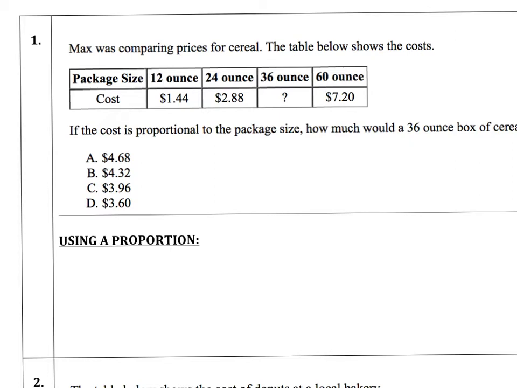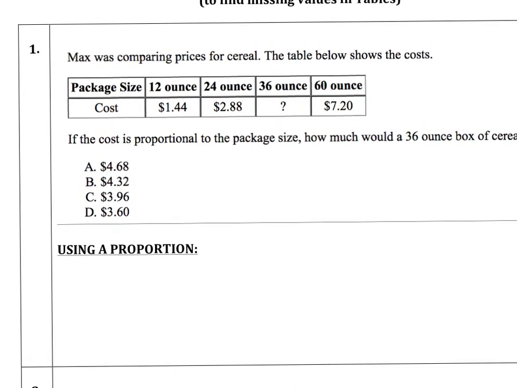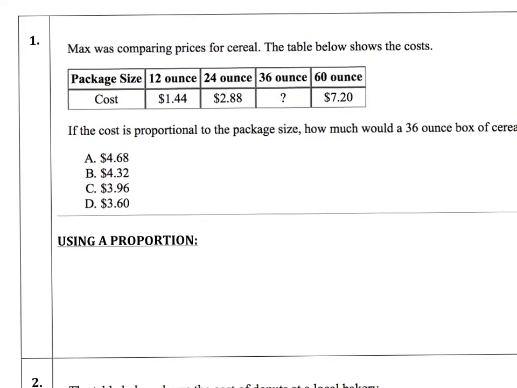Okay, so I could set up a fraction such as, let me get my pencil, 1.44. This is the first entry in the table. And because we know this is a proportional relationship, that has to equal however much money 36 ounces cost. Okay, so we can do that. That's all we have to do. Cross multiply. And this will tell us exactly how much 36 ounces will cost.